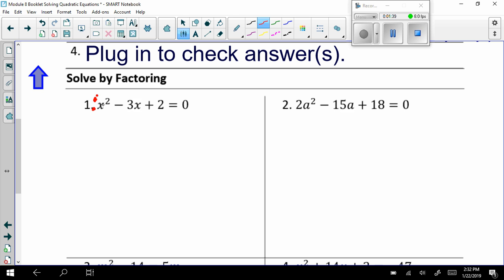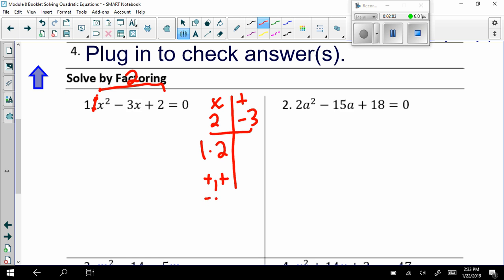So I'm going to come in, I'm going to multiply a times c. So 1 times 2 is 2. Remember, what I want to do is multiply to 2 and add to negative 3. So I only have one option for multiplying to 2, and that's 1 times 2. When I consider my signs, I'm multiplying to a positive, so my signs need to be the same. So either both positive or both negative. Since I'm adding to a negative, they both need to be negative. So negative 1 and negative 2 is what's going to work.